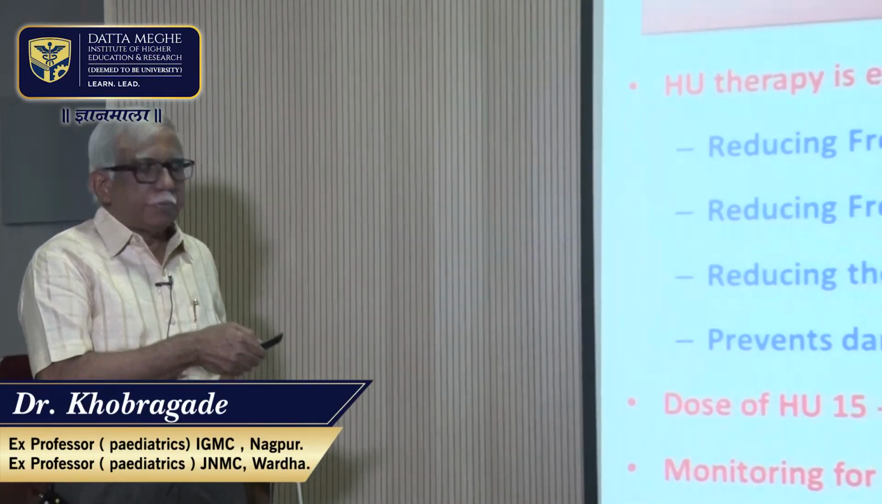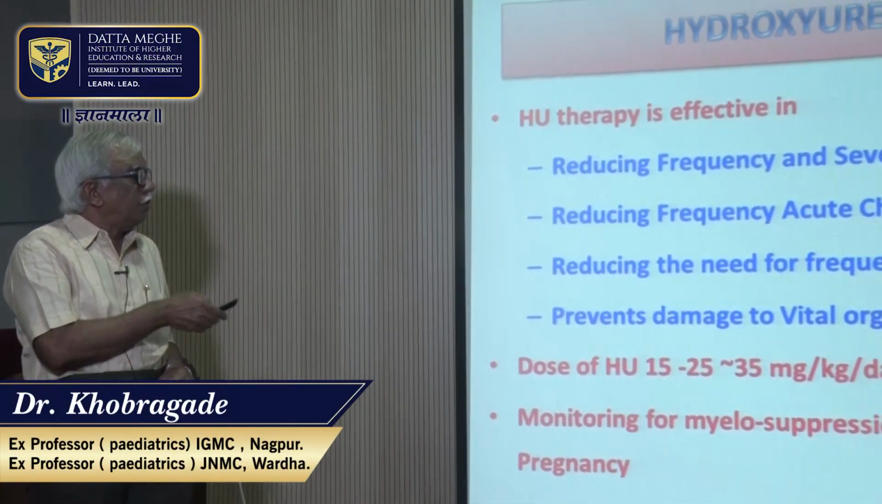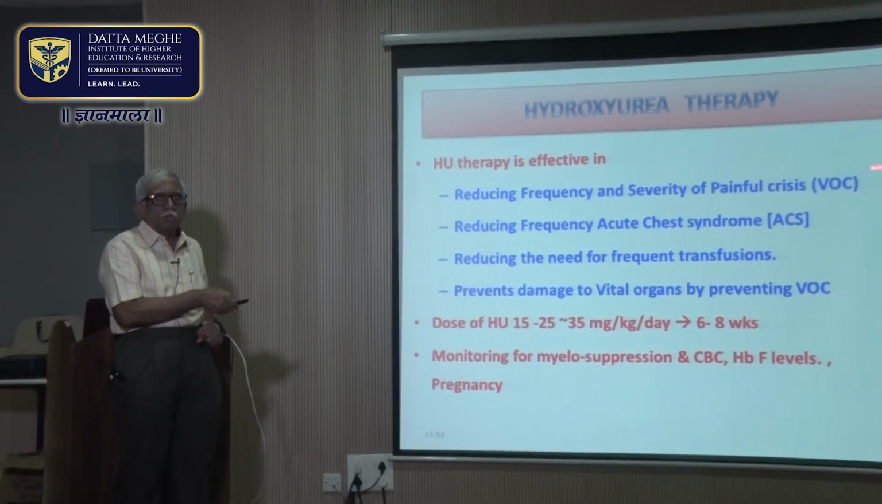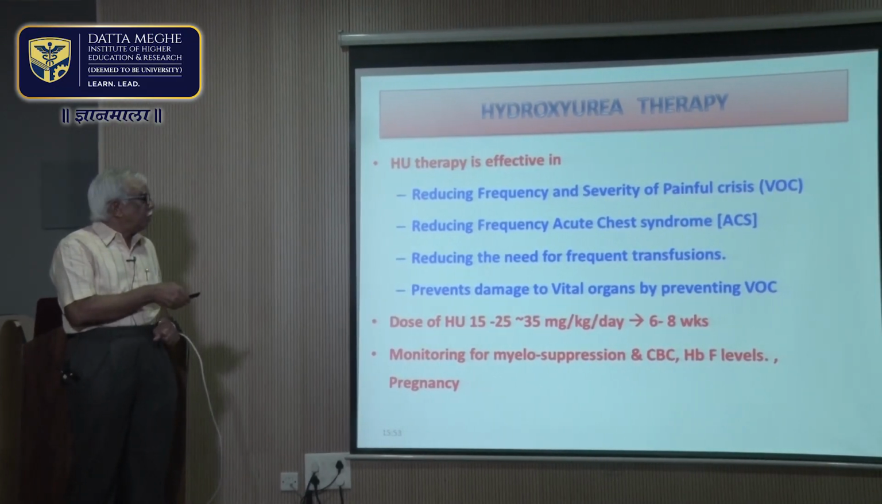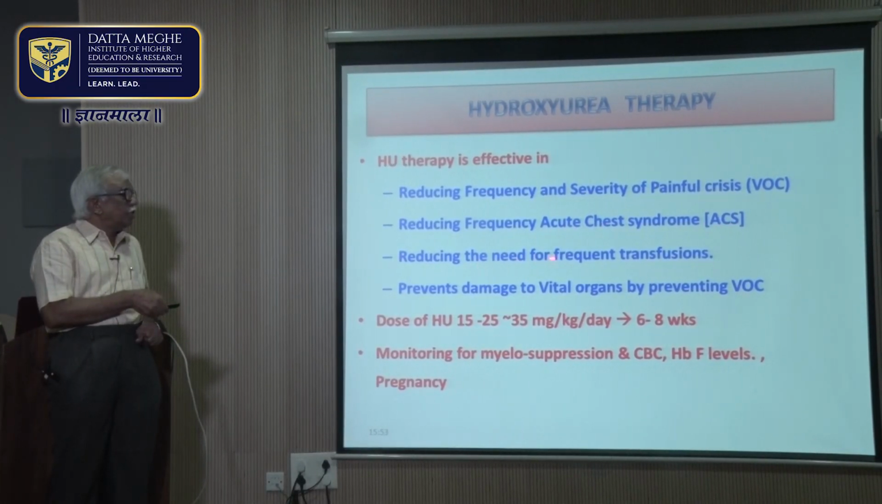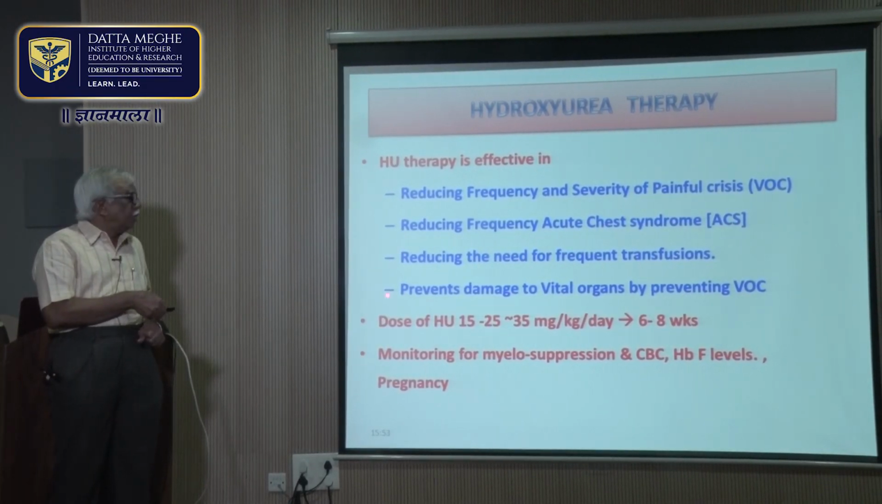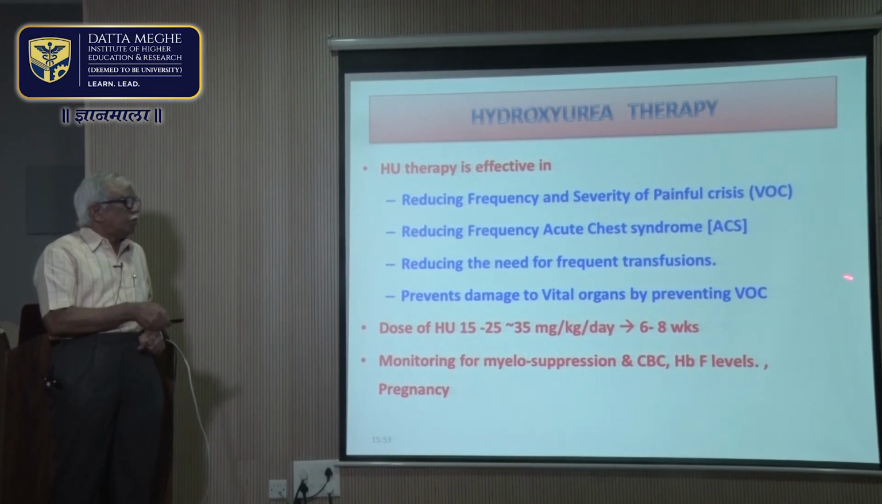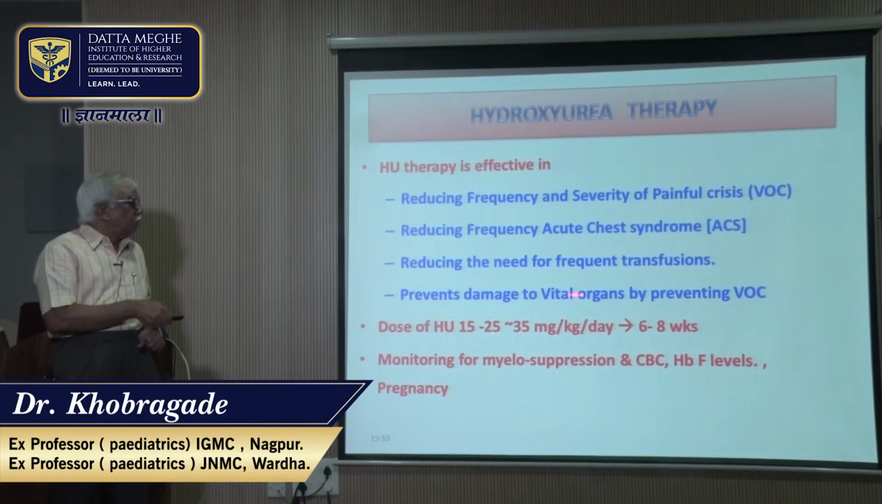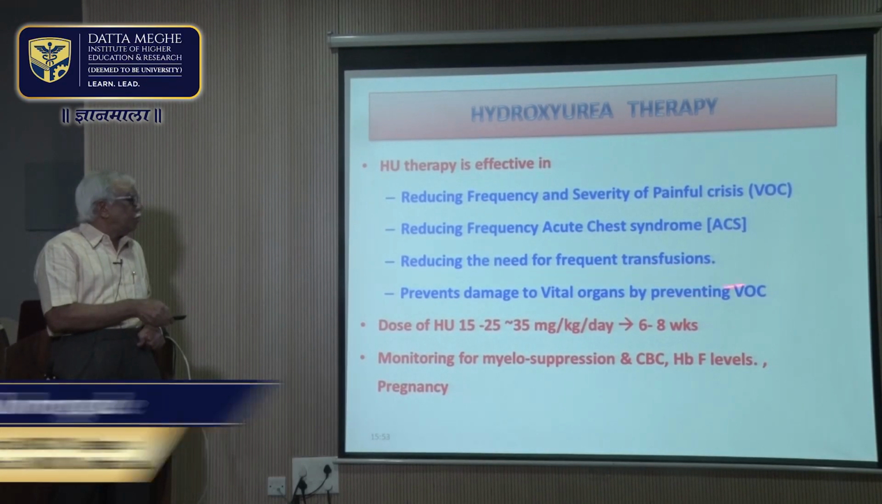Is it effective in all cases? No, it is effective in reducing the frequency and severity of painful crisis, VOC, which is the most common morbidity burden. Reducing the frequency of acute chest syndrome is very useful, as is reducing the need for frequent transfusions, and it prevents damage to vital organs by preventing vaso-occlusive crisis. This is somewhat questionable, but at least to 50% it may be prudent.